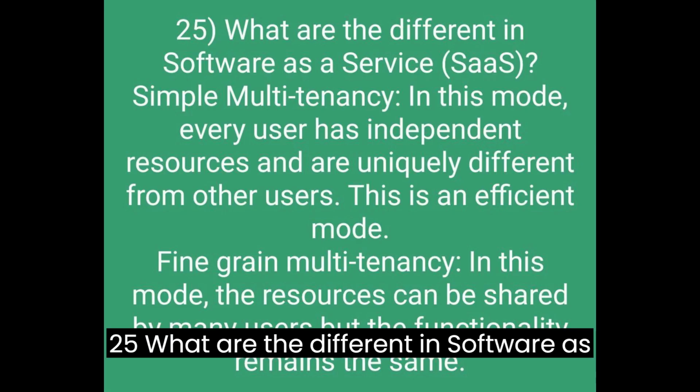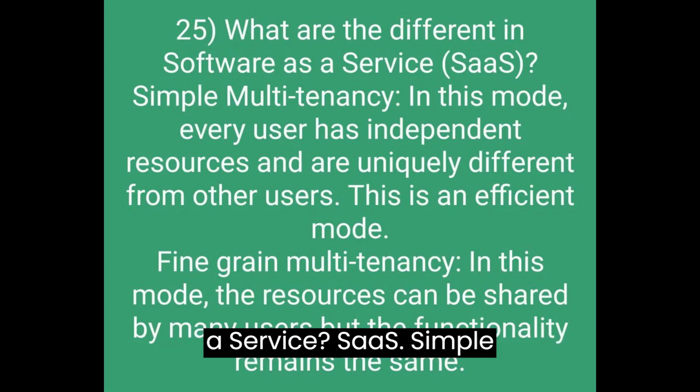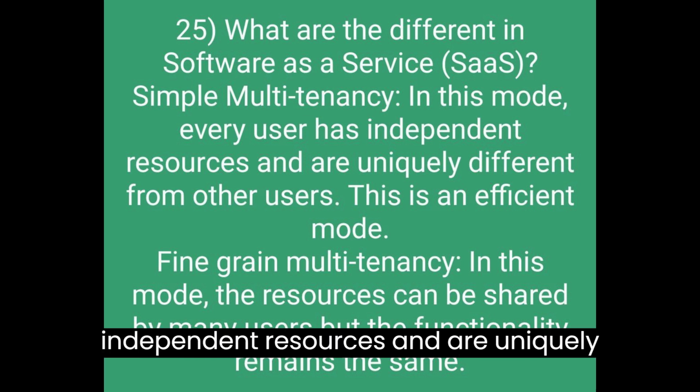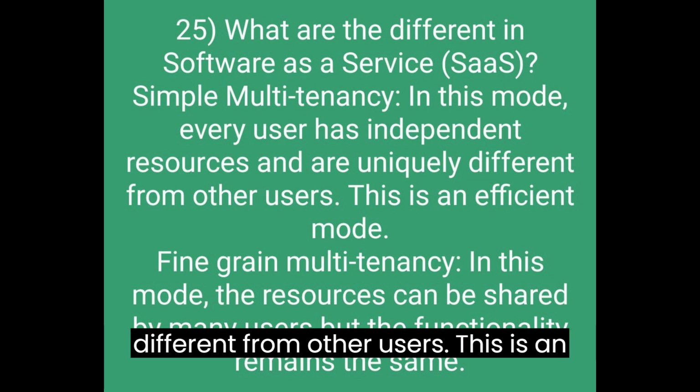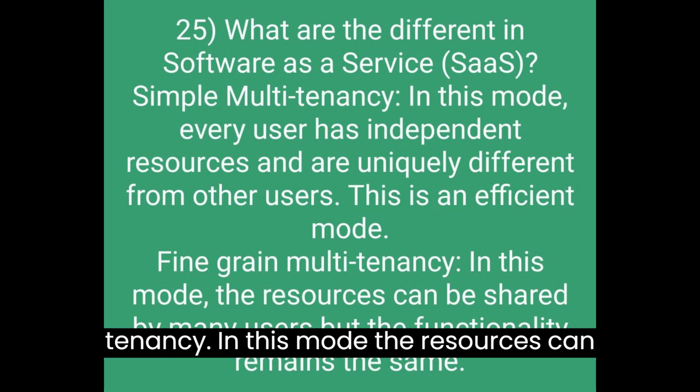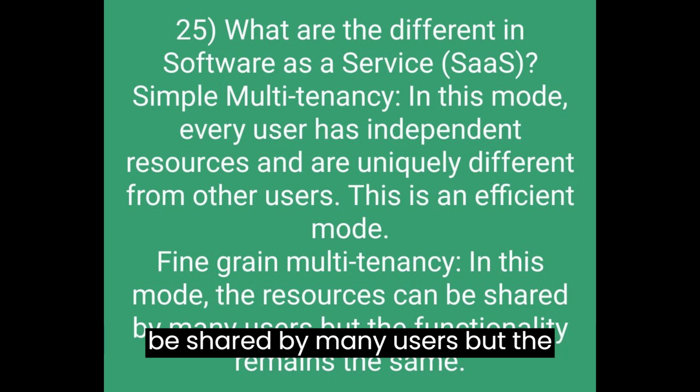25. What are the different models in software as a service, SaaS? Simple multi-tenancy. In this model, every user has independent resources and is uniquely different from other users. This is an efficient model. Fine-grained multi-tenancy. In this model, the resources can be shared by many users but the functionality remains the same.